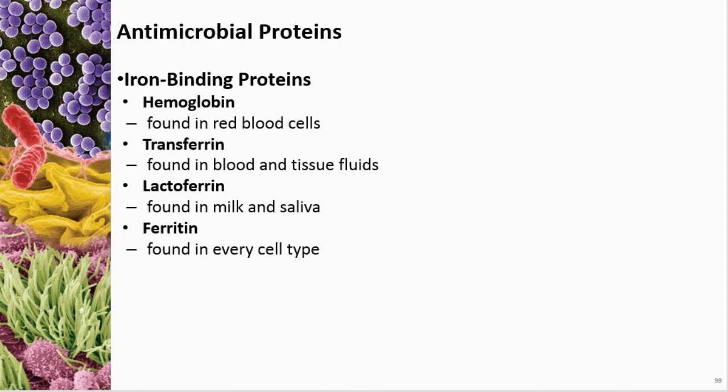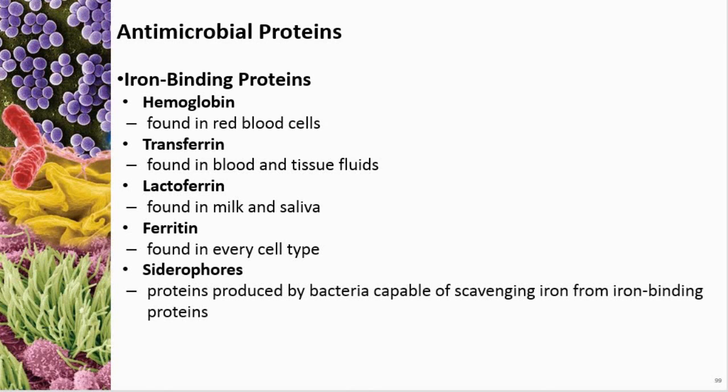And as a defense, these bacteria have begun to produce these things called siderophores, which are proteins that can basically steal the iron back off of these iron-binding proteins produced by humans. And that's just because they have a higher affinity to the iron than the iron-binding proteins do that we produce.